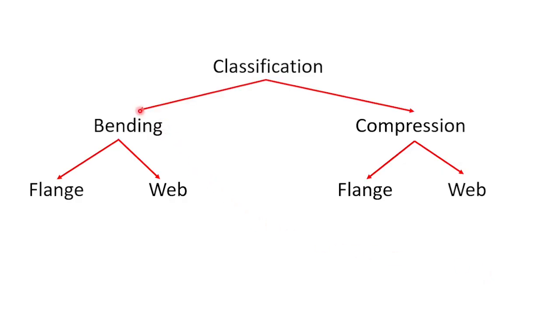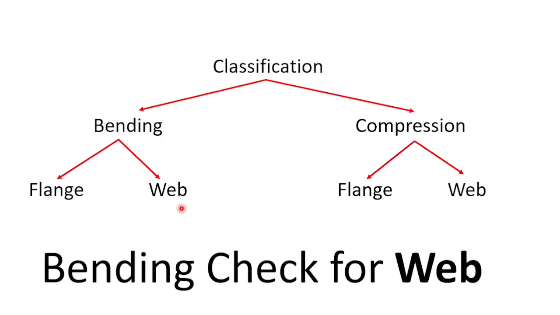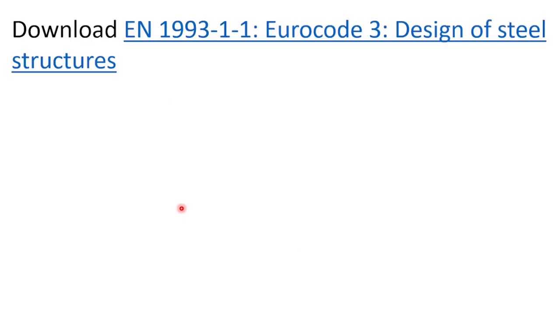This is the map for our calculation. I did bending for flange. Now I am going to do bending for web. So in this video, we will see how to check bending for web. For this check also, we should have the Eurocode 3 design of steel structures book. I hope you already downloaded this book because in a previous video, I showed you how to download this PDF. Then open the PDF and turn to page 42.